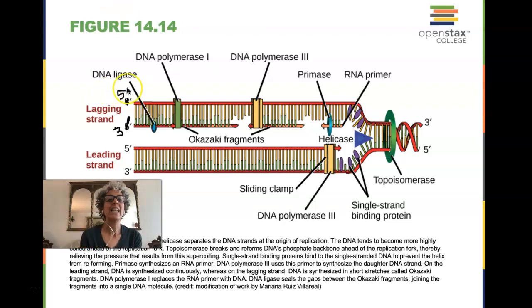The DNA ligase is the enzyme that makes sure we have a perfect sugar-phosphate backbone, sealed with covalent bonds in the new strand, because to ligate means to seal, to bring together. So ligase seals any gaps between where DNA polymerase I replaced the primer and the Okazaki fragment.